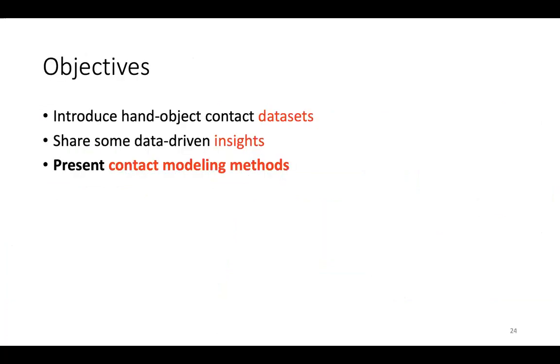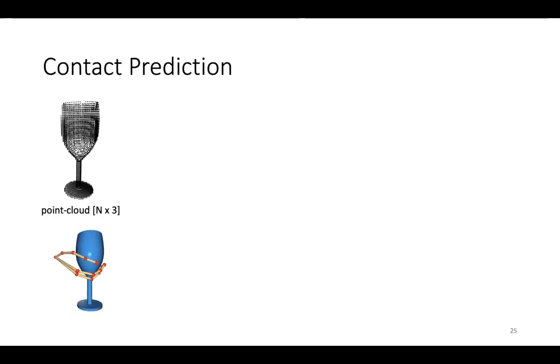Okay, so now coming to various methods that we've developed for modeling contact. The problem setup looks something like this. You're given some representation of the object shape. We have used point clouds, but I think you can use meshes or other kinds of distance functions and things like that. There are lots of algorithms for 3D processing recently.